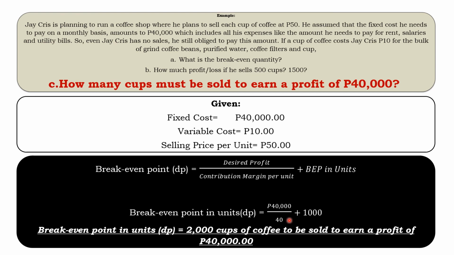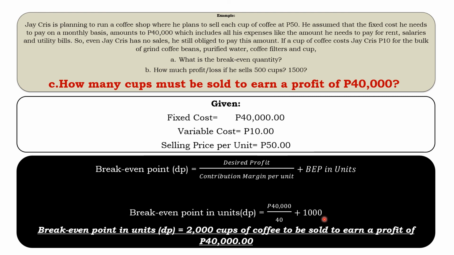So where did it come from? So contribution margin per unit can be computed by deducting the variable cost from the selling price. So selling price is 50 minus variable cost per unit 10 pesos. So our contribution margin per unit is 40 pesos. And then we will add the computed break-even point earlier. Okay, so the computed BEP in units is 1,000.